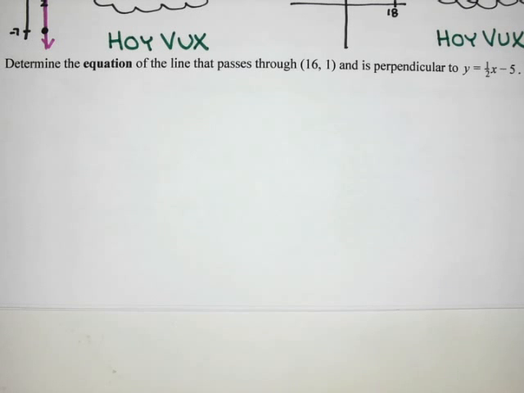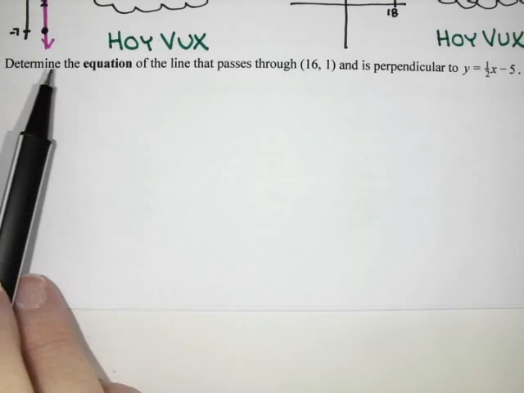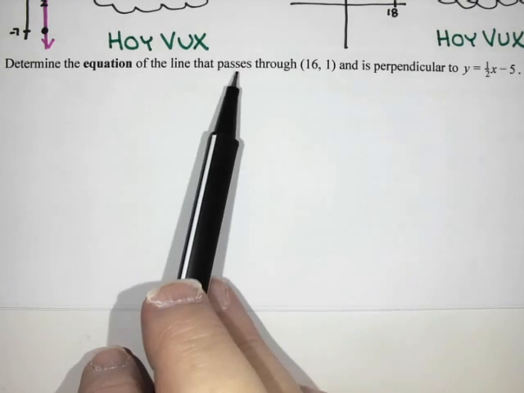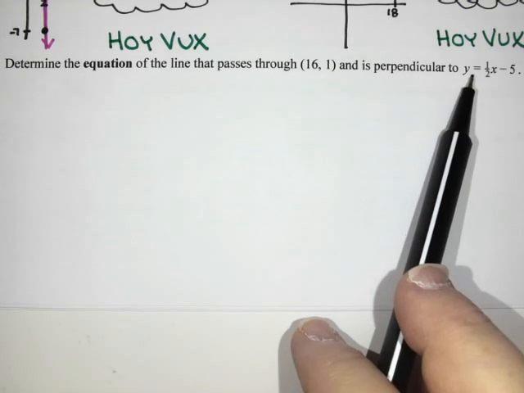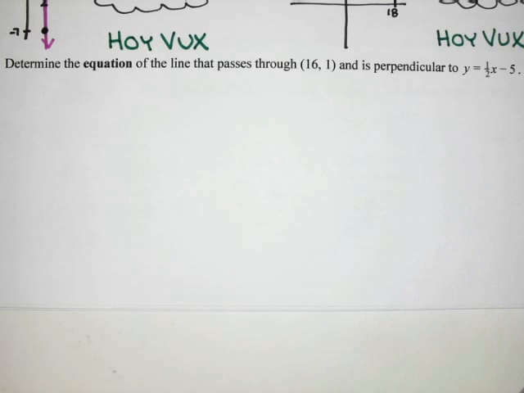This is question number 5 from the equation of a line practice. So our question says, determine the equation of a line that passes through (16, 1) and is perpendicular to y equals 1/2 x minus 5.